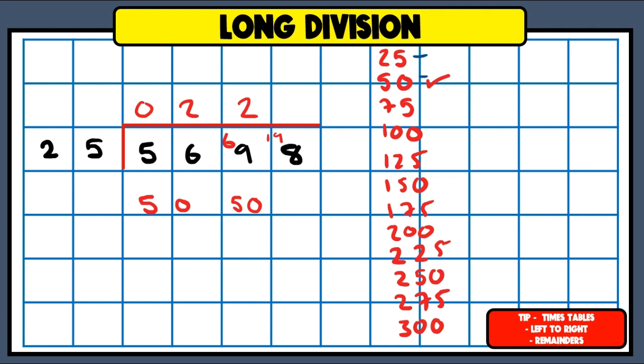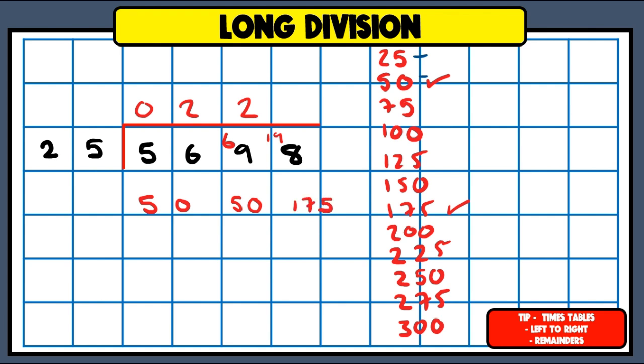How many times does 25 go into 198? Because my remainder previously was 19. How many times does 25 go into 198? Like I said, because all the hard work's already done, I go straight to my times tables. I can find 198 or just the number below it. 200, ooh, it's close, but it's too big. So it's 175.